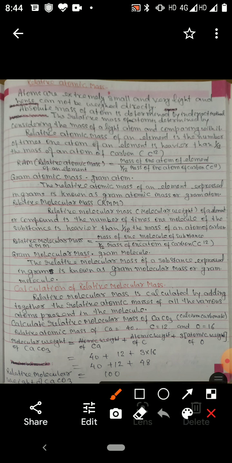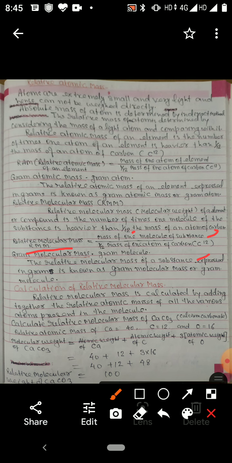For this we calculate using the formula: relative molecular mass is the mass of one molecule of the substance upon 1/12 the mass of one atom of carbon. The relative molecular mass of a substance when expressed in gram is known as gram molecular mass, or gram molecule, or gram molecular weight.